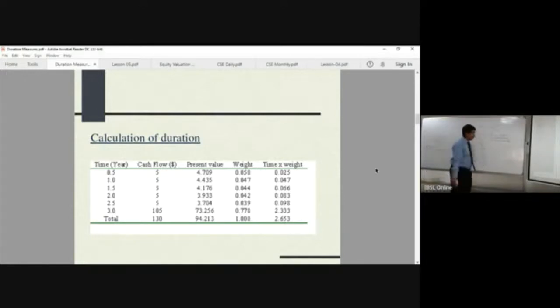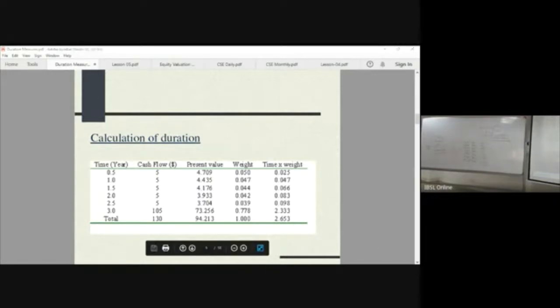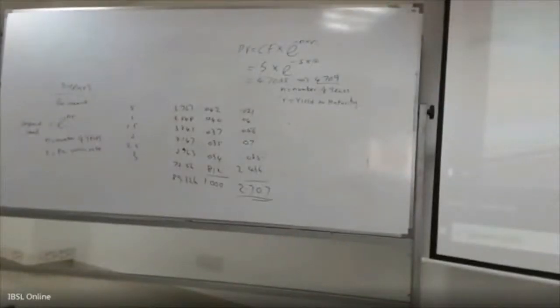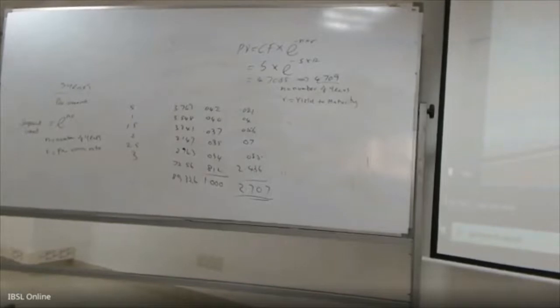Now just look at it. Since the calculations are made, we have the weights calculated and the weight times the time, and we calculated the last column also. As per the last column, the total we got is 2.707. So the duration of this bond has become 2.707, whereas the earlier bond's duration is only 2.653.